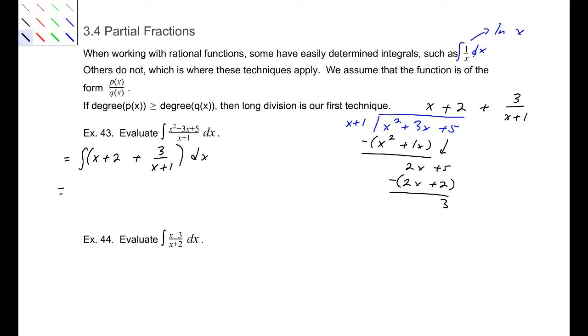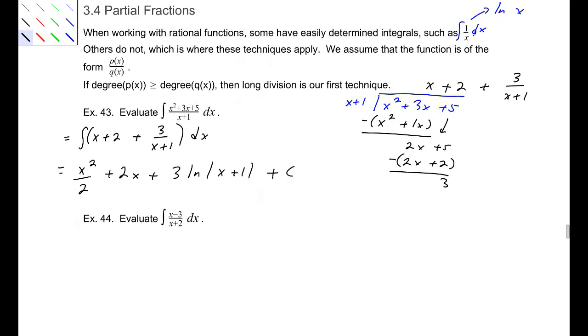Now we can integrate those pieces very easily. This is going to be x squared over 2 plus 2x plus 3 times the natural log, the absolute value of x plus 1 plus c. Now that is based on u substitution. I would suggest, if you aren't sure where that's coming from, pause this and take a moment to figure out what's going on, because we're going to use that fact repeatedly. The integral of 3 over x plus 1 is 3 natural log absolute value of x plus 1. It's going to come up in almost every problem.